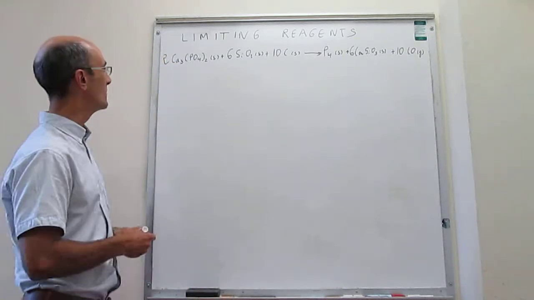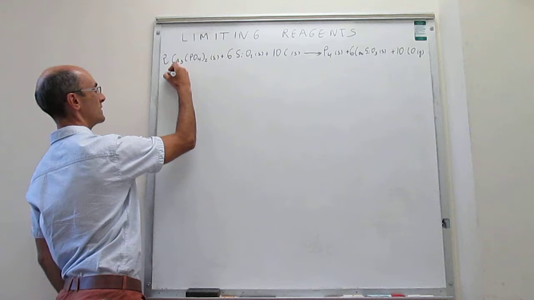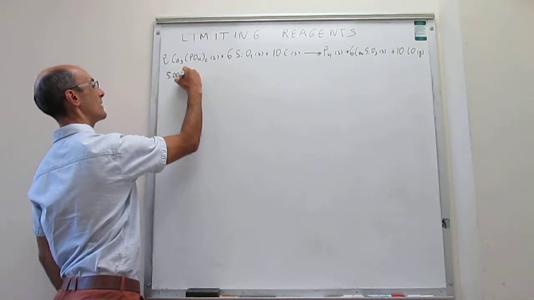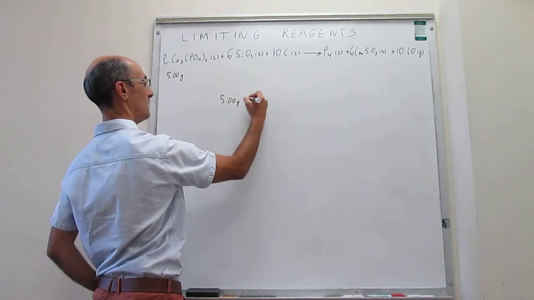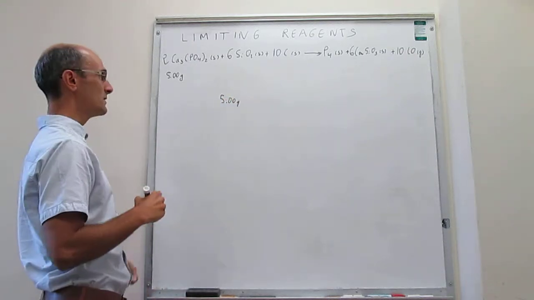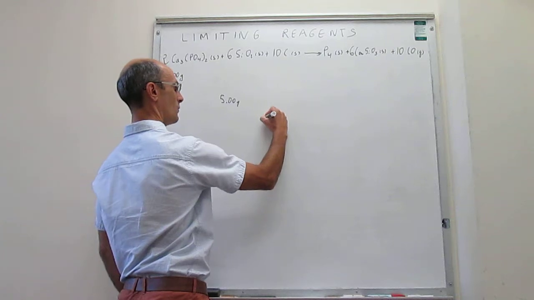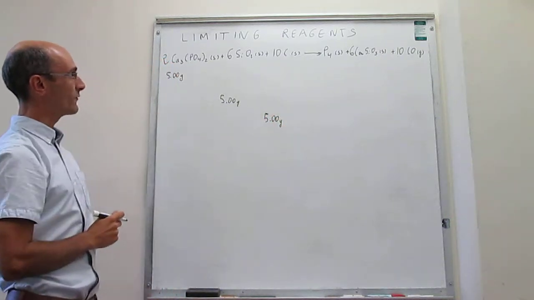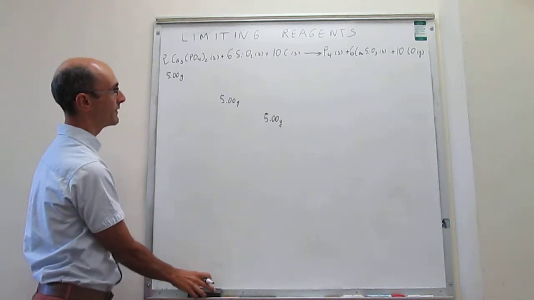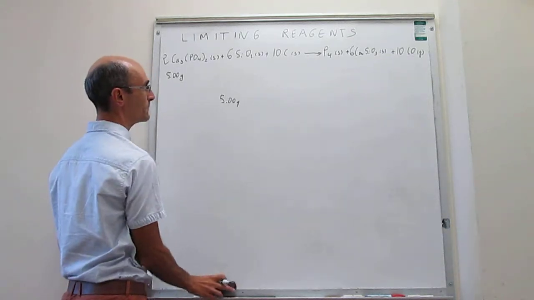The amount that we're going to mix is going to be 5 grams of each. We're going to mix 5 grams of this with 5 grams of this. Right, 5 grams calcium phosphate, 5 grams silicon dioxide, and 5 grams of carbon.